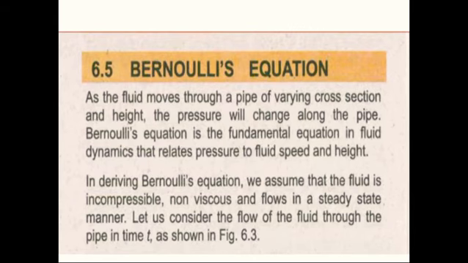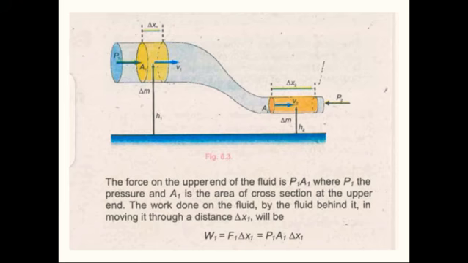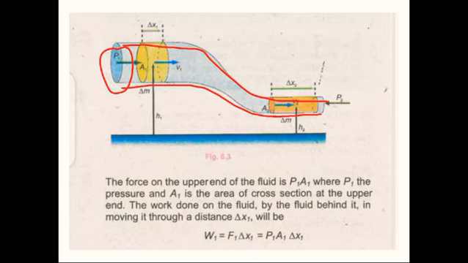As the fluid moves through a pipe of varying cross section and height, so focus on the words, it has different cross sectional areas at both ends and both cross sectional areas are placed at different heights. Just like we will see in this diagram. Observe this diagram carefully. In this diagram we have taken a pipe. The upper end of this pipe is broad and the area of this upper end is represented by A1, while the lower end, you can see in the diagram, is narrow.